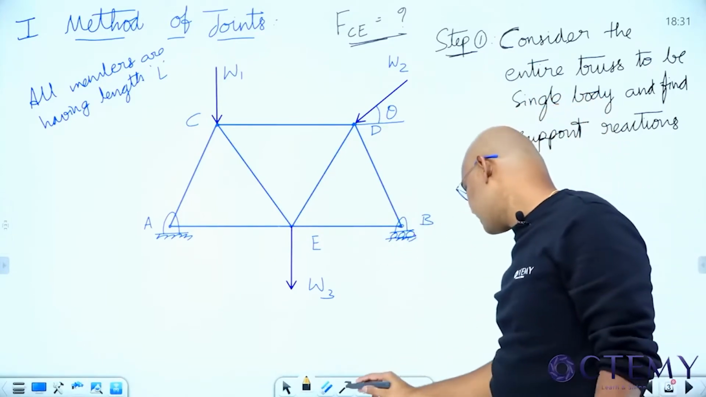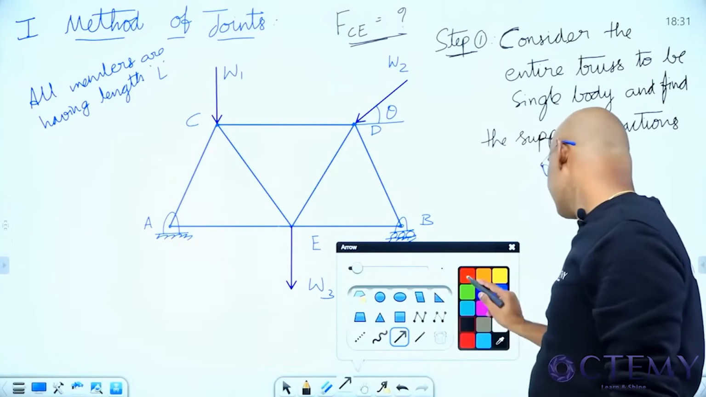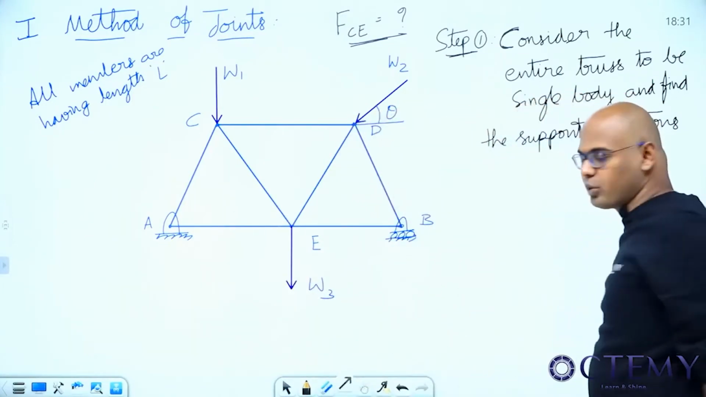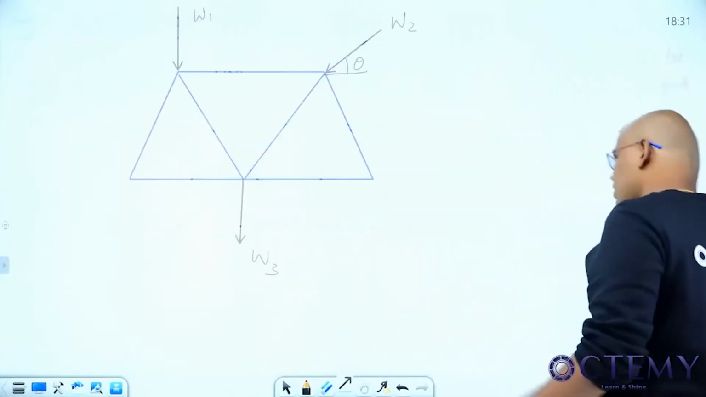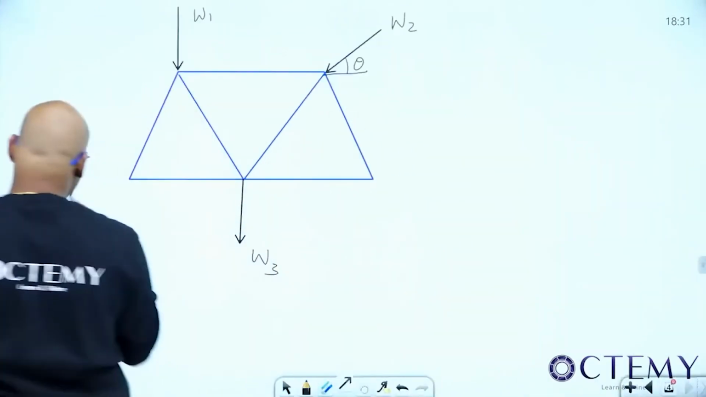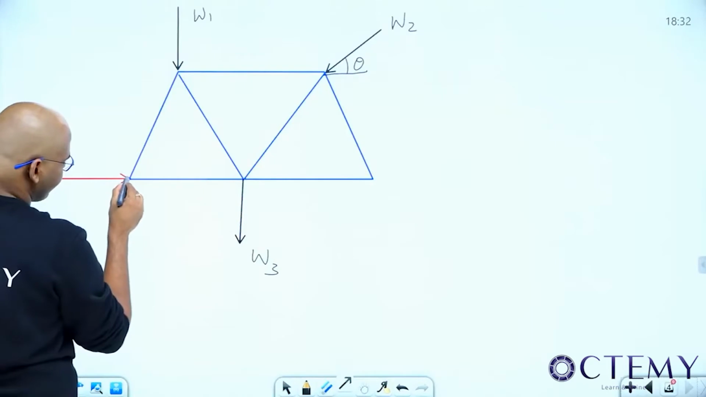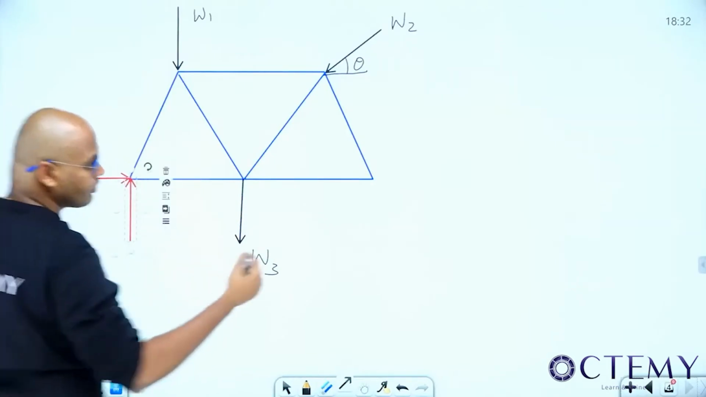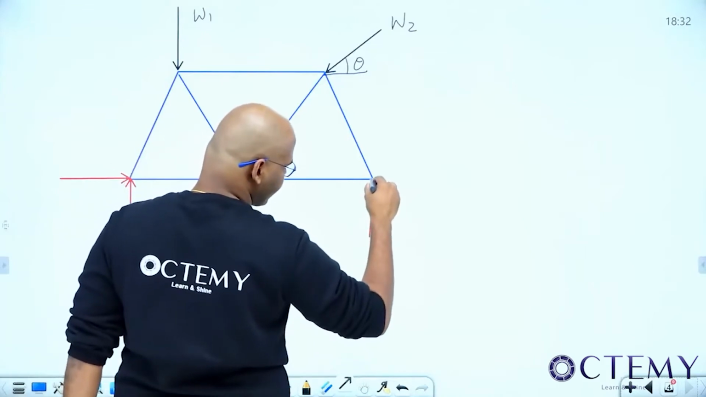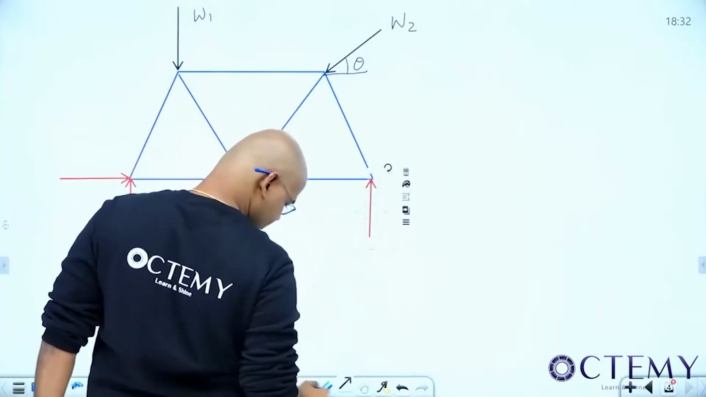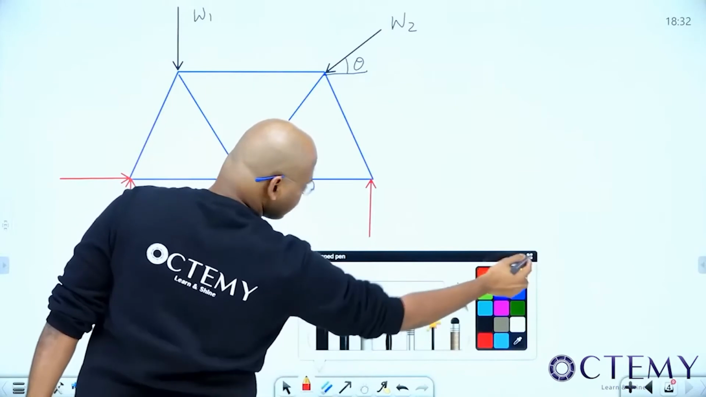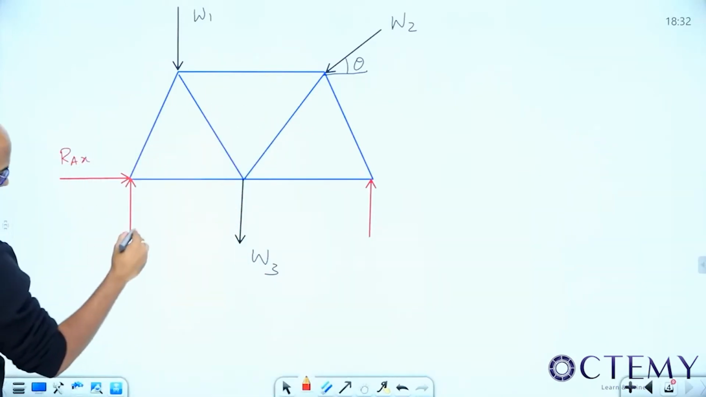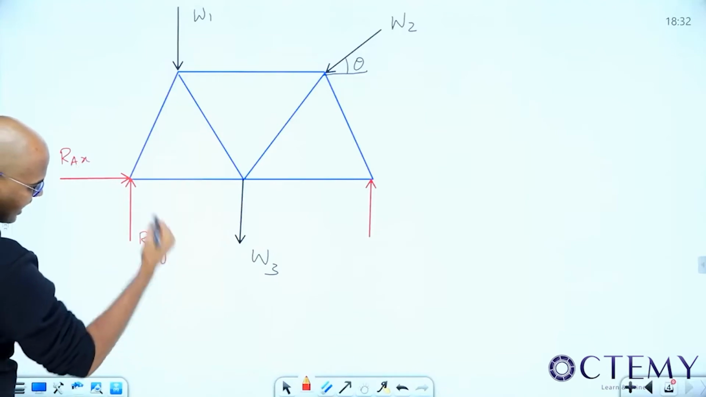So what are the reactions? At A I have a hinge support and at B I have a roller support. So what happens at the hinge support? It can offer a maximum of 2 support reactions. And the roller support will offer a maximum of 1 support reaction in this direction. Are you okay? Now at A, this is in the horizontal direction, so RAX. This is in the vertical direction or y direction, that is RAY.